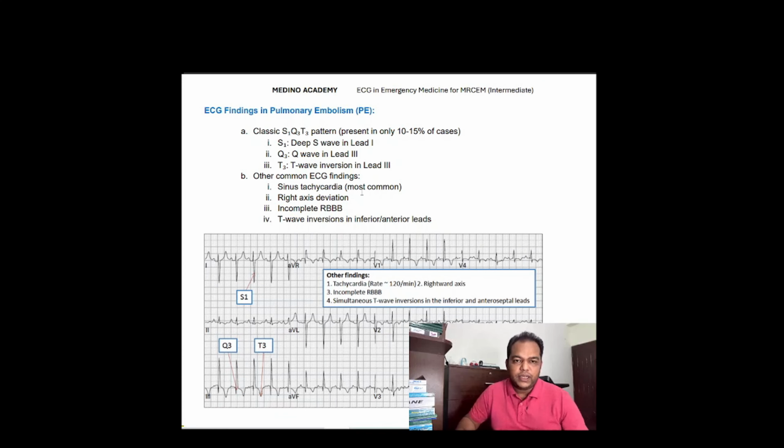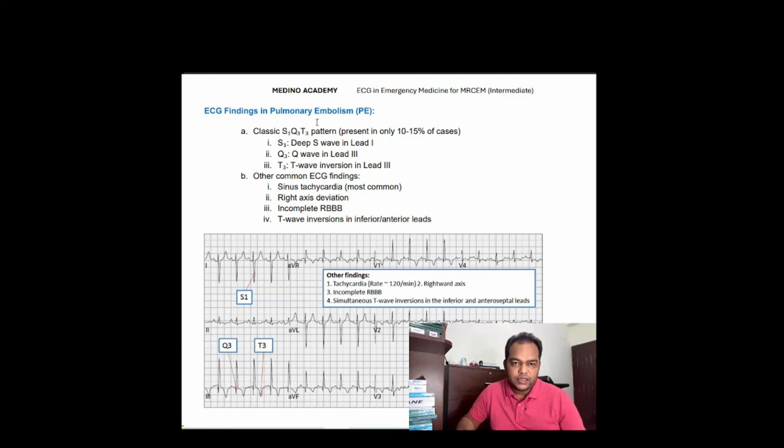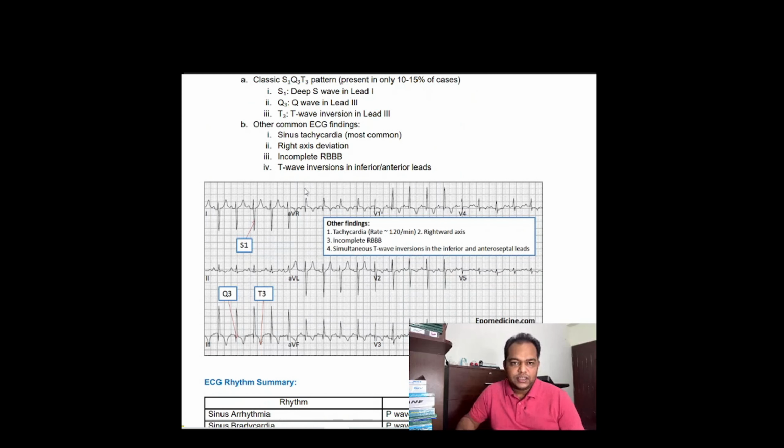Now the pulmonary embolism, ECG findings in case of pulmonary embolism. The first classic sign is the S1, Q3, and T3 pattern. That means S1 indicates a deep S wave in lead 1.